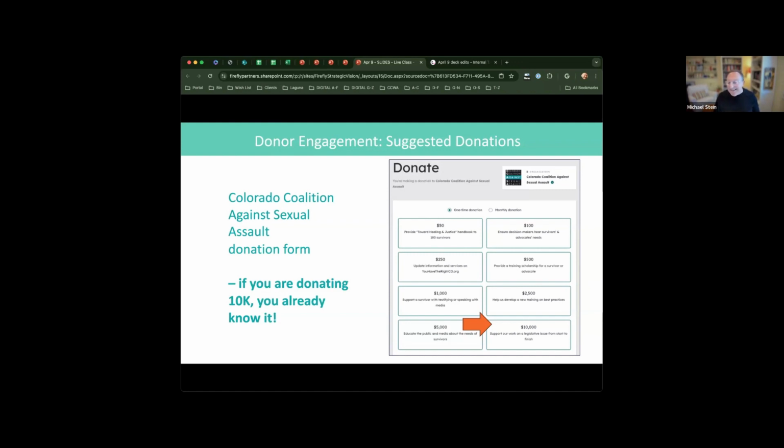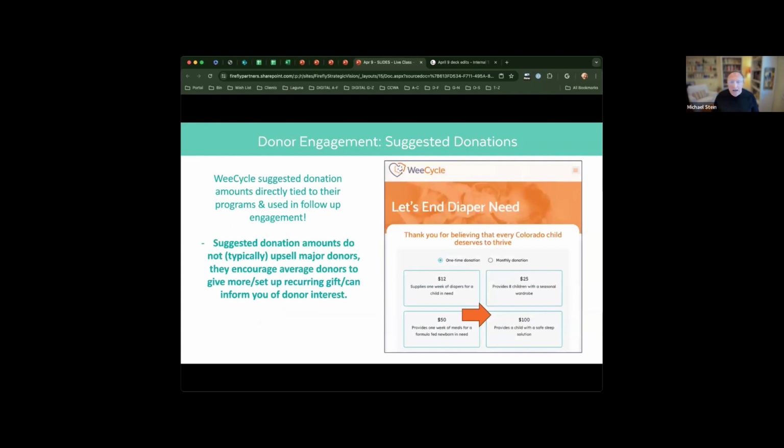They go from $50,000 to $10,000. Again, not everybody is going to be able to give at the $10,000 level, but what it allows people to do is also to learn about the work that you're doing in the community, what things cost, and for them to envision where they might fit in. Our friends at Weed Cycle do the same thing. They range between $12 and $100, which I thought was a great range. And it's also very specific because the $12 level supplies 1 week of diapers for a child in need. I just think that's perfect.